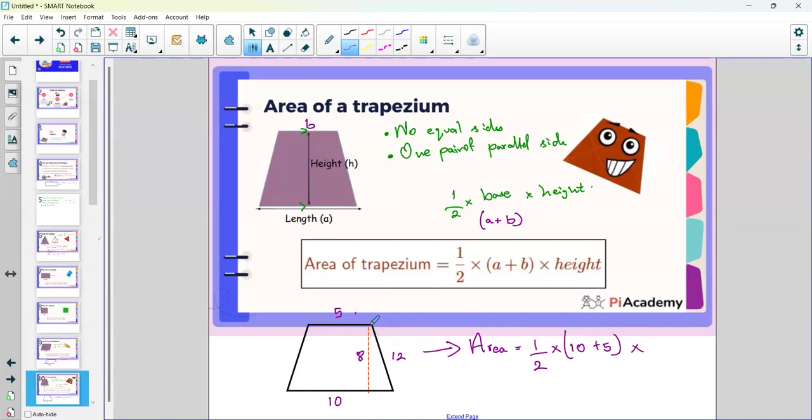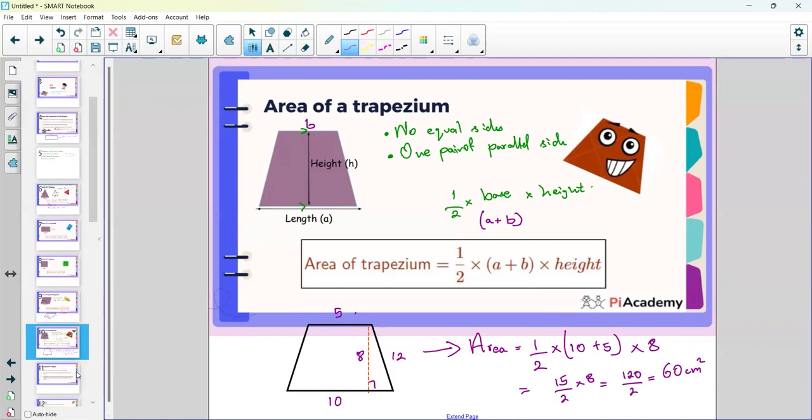It's 8, because the height makes a right angle with the base. So this is basically 15 over 2 multiplied by 8. 8 times 15 is 120 over 2. 120 over 2 is 60 centimeters squared. Hence, the correct area is 60 centimeters squared. Okay, so that's how you work out the areas of different 2D shapes.